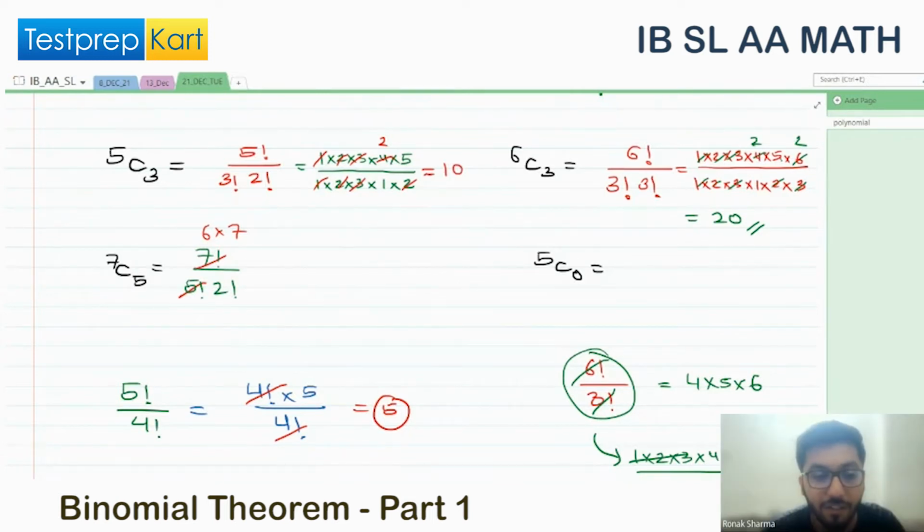Cancelling out 7 6 and factorial 7 by 5 factorial. So 6 what are the numbers? 7. 6 into 7. Okay, so that's why I've done that. Then I have 2 factorial.